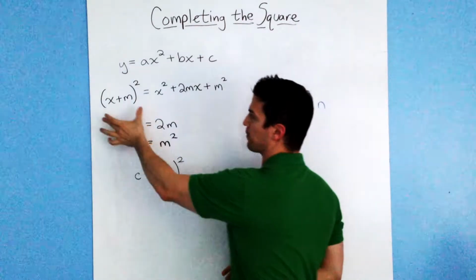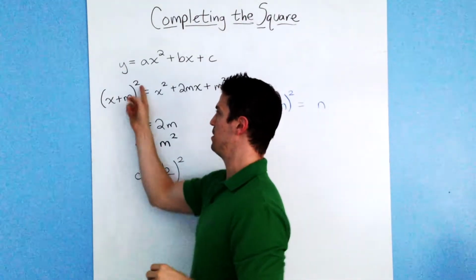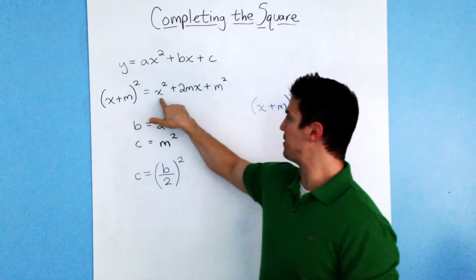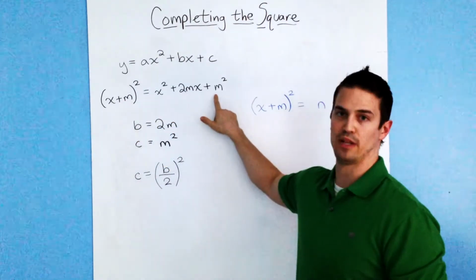work. So I have this perfect square right here where it's (x plus m) squared. So that's our perfect square. If you double distribute this, you'd end up with x squared plus 2mx plus m squared.